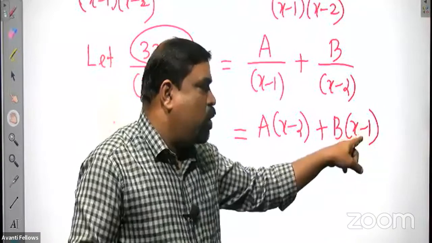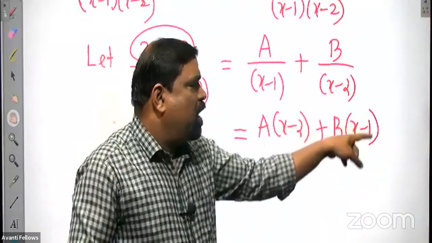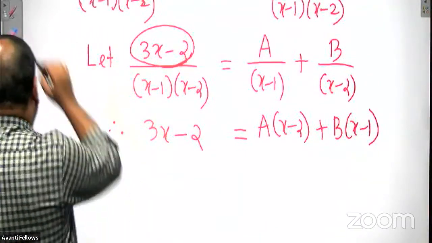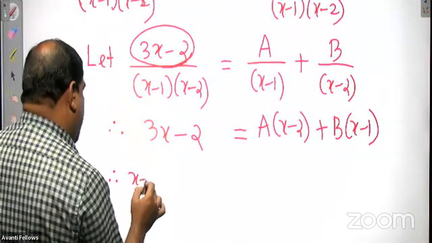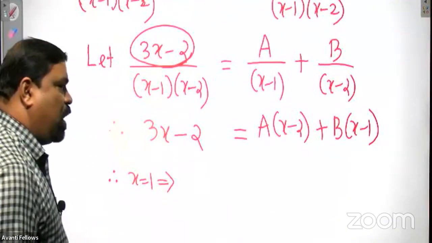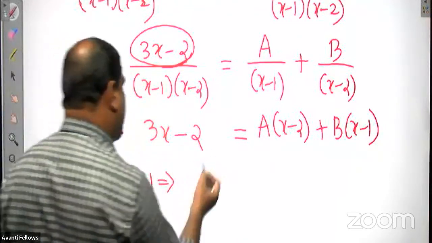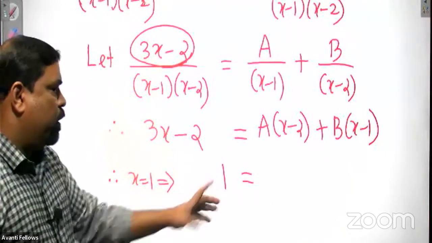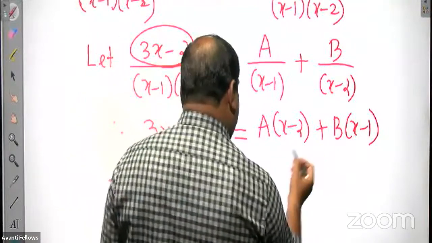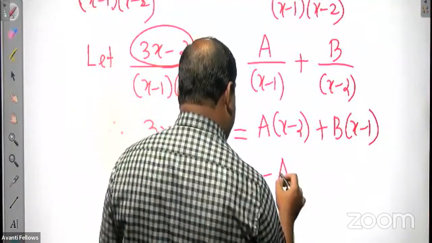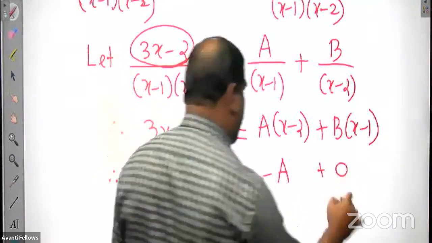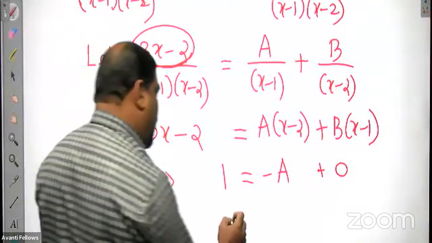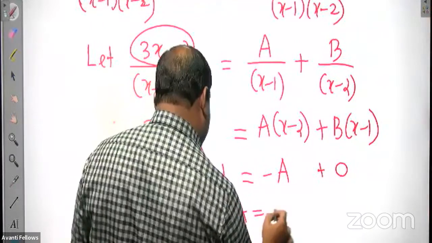So very clearly you can put x = 1. If I put x = 1, B(x - 1) becomes 0. Substituting everywhere, the left side 3x - 2 means 3 into 1, 3 minus 2 is 1. The right side, A into (1 - 2), 1 minus 2 is negative 1, so minus A. The other part is 0, no need to write it. So directly we get A = -1.